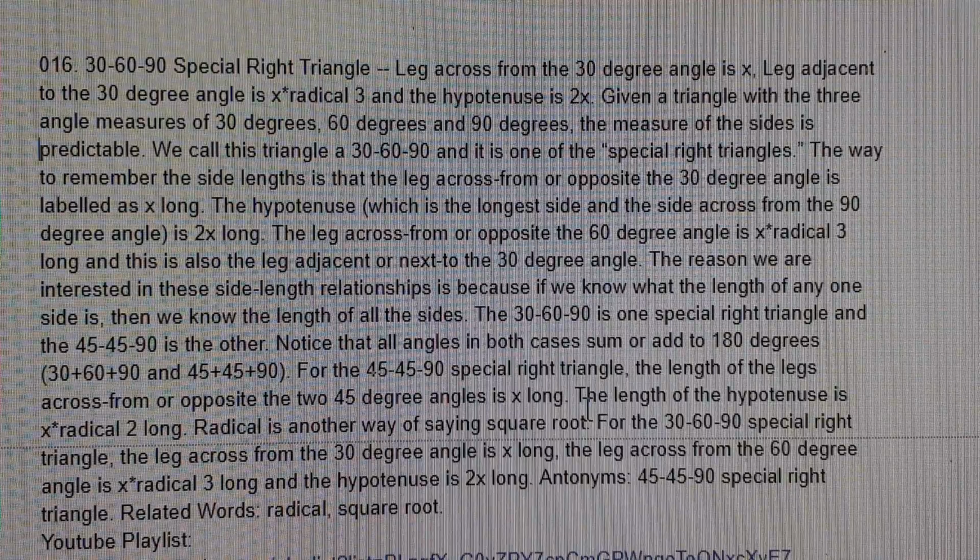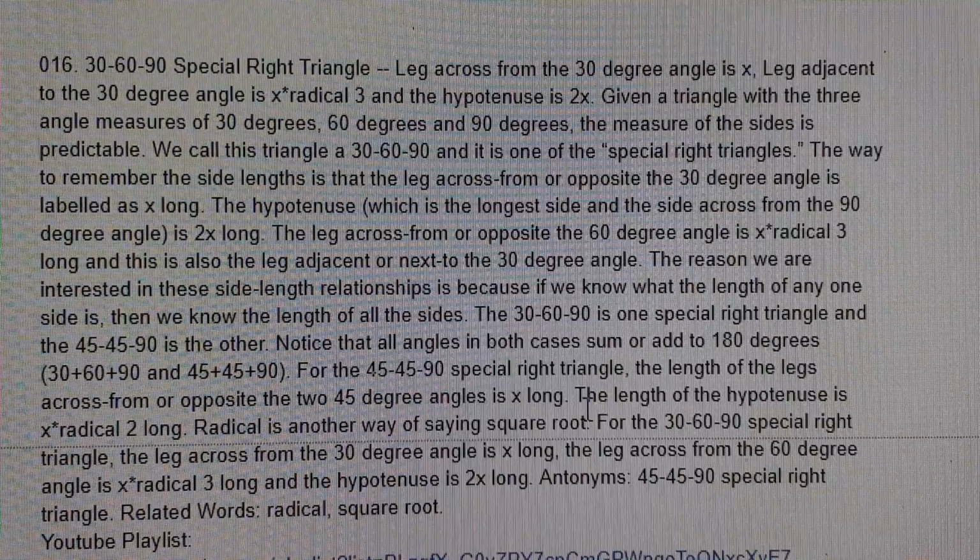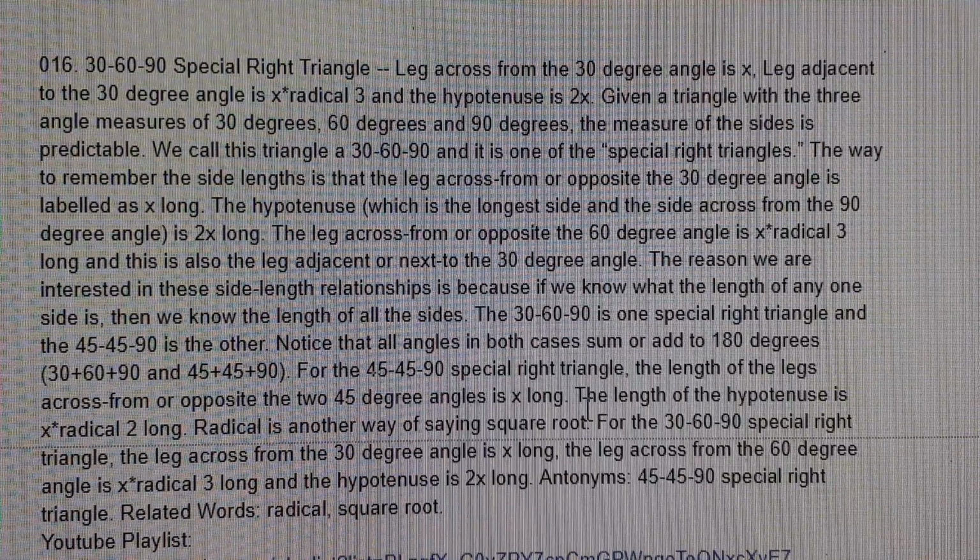Antonyms: 45, 45, 90, special right triangle. Related words: radical, square root.